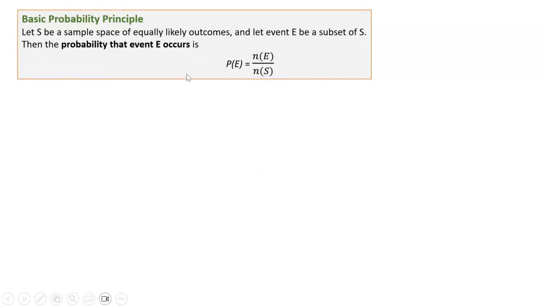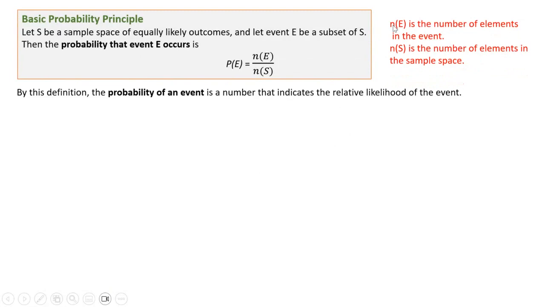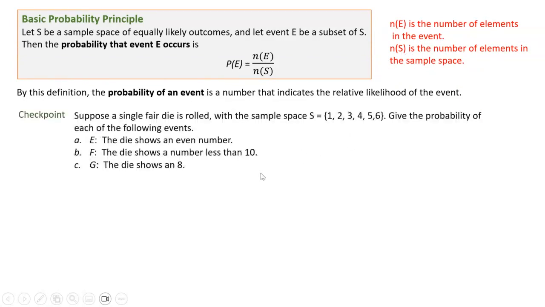Okay, now comes basic probability. By this definition, the probability of an event is a number that indicates the relative likelihood of the event to take place. The N of E means the number of elements in the event. The N of S means the number of elements in the sample space.